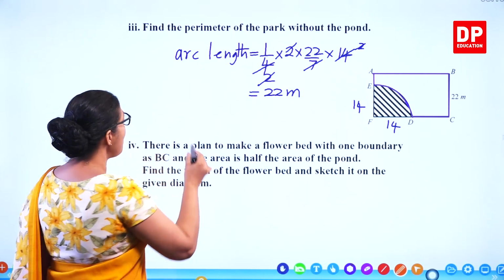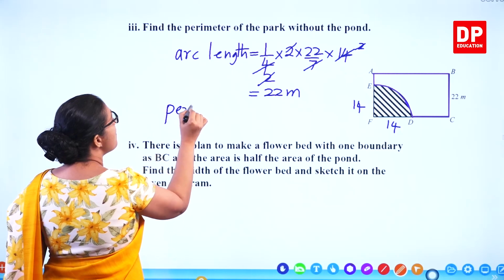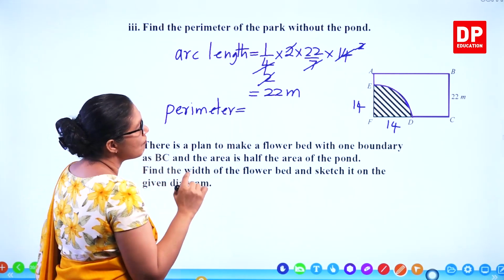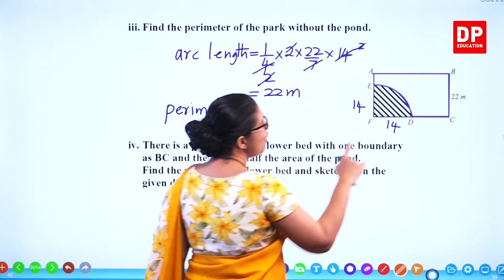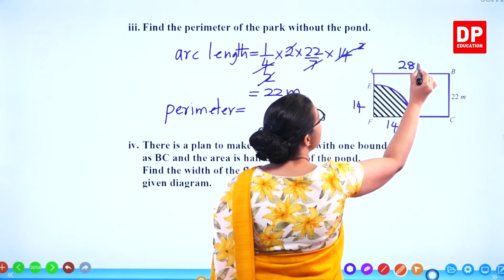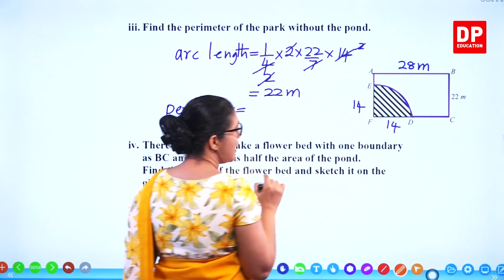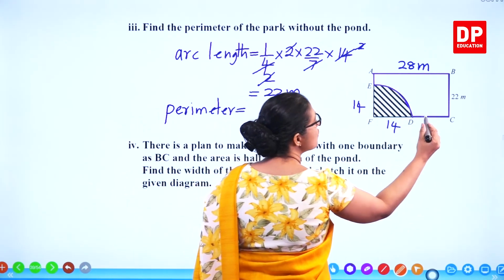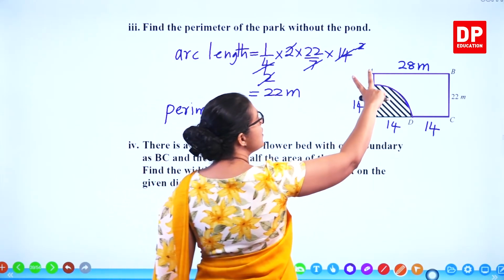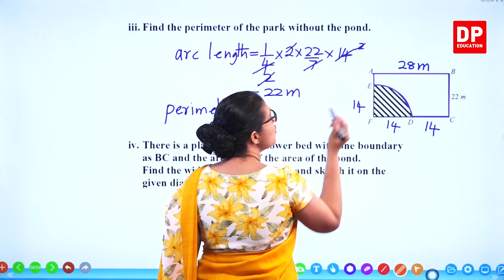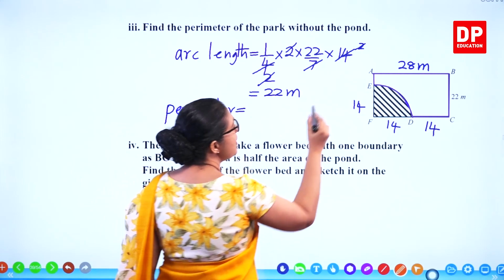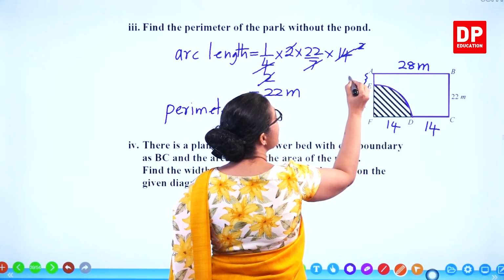So what's the perimeter that we need? Perimeter is equal to, we need to find out these lengths. Now we found out in the previous one, the length of the park is 28. This is 14. So this is also 14. What about this one? 22 is the whole thing, 14. 22 minus 14, 8 meters. So this part is 8.